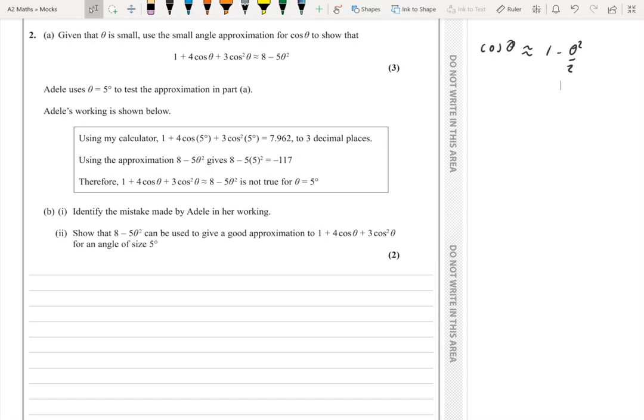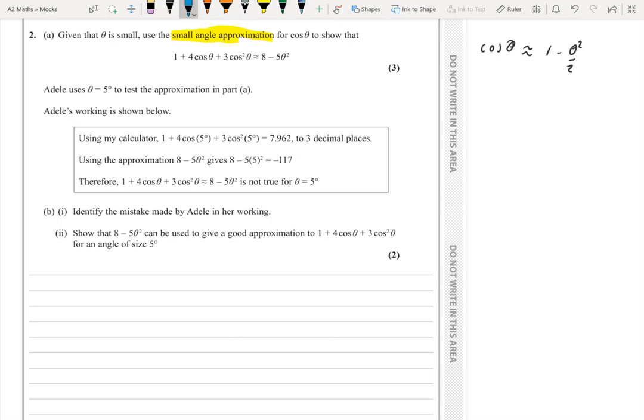This question introduces itself straight away. It's telling us to use small angle approximations, and those are given in the formula book. So I've written one on the side: cosine theta is approximately 1 minus theta squared over 2 when theta is measured in radians. So part A is a show that question.